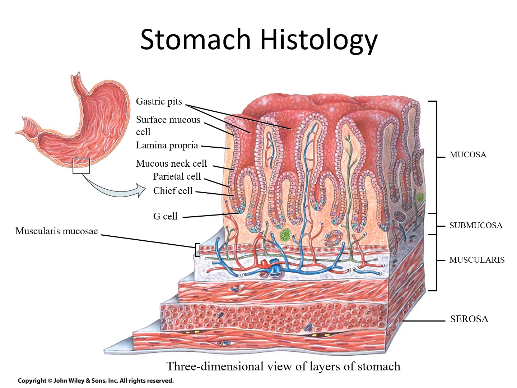So we have these pits called gastric pits. And at the bottom of these pits, we've got some specialized cells that produce hydrochloric acid, produce enzymes, and a few other things. Most of the cells lining the stomach, though, are unspecialized.